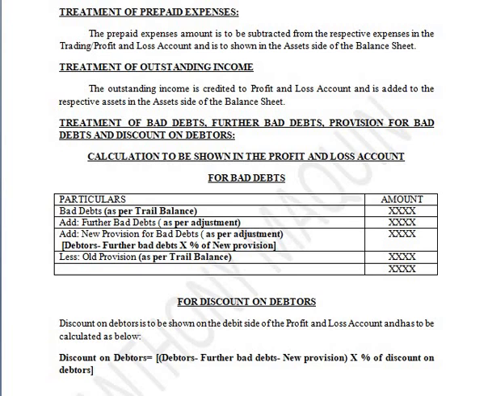This is the second video on the final account with adjustment. Now in this problem we're going to see the treatment of prepaid expenses and the treatment of outstanding income, and also the treatment of bad debts, further bad debts, provision for bad debts, and discount on debtors.